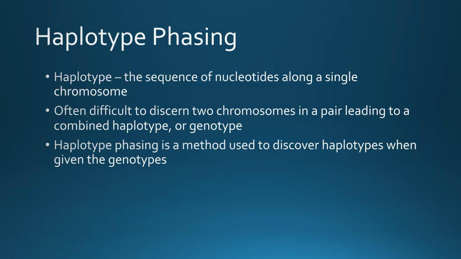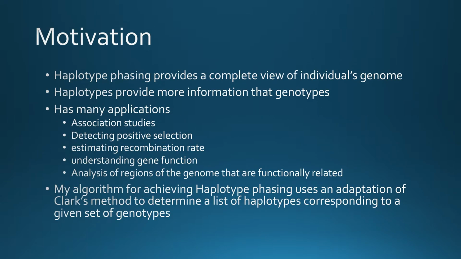A haplotype is the sequence of nucleotides along a single chromosome, and it's often difficult to tell the difference between the two chromosomes in a pair, which leads to having a combined haplotype, which we also call a genotype. Haplotype phasing is a method used to discover what the haplotypes are when you're given a list of genotypes. The motivation behind haplotype phasing is that it provides a more complete view of an individual's genome.